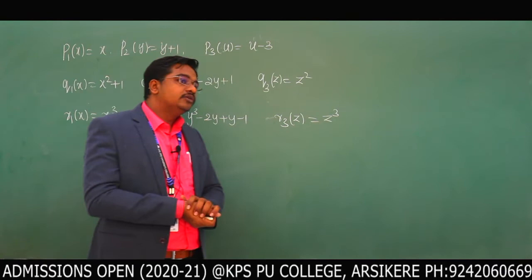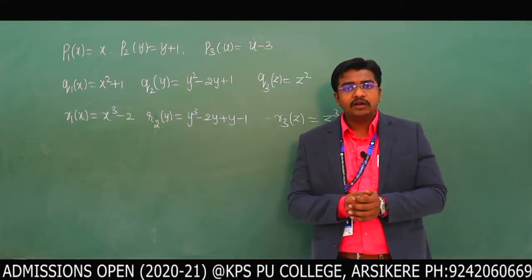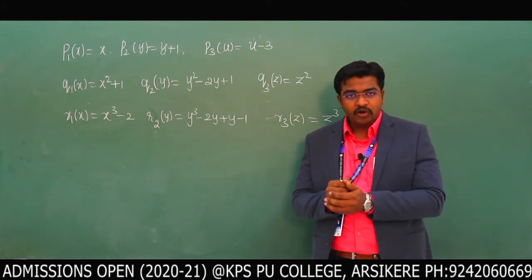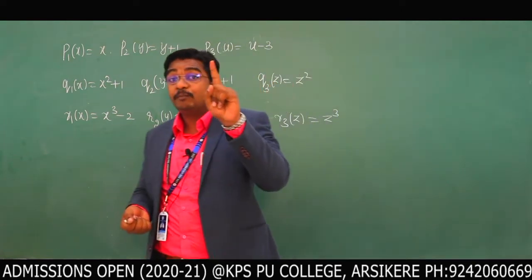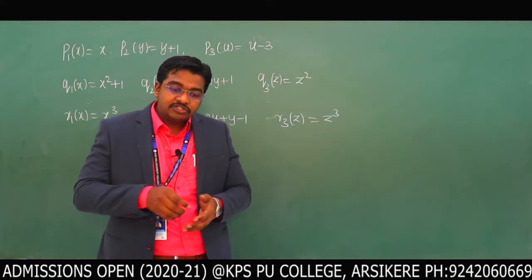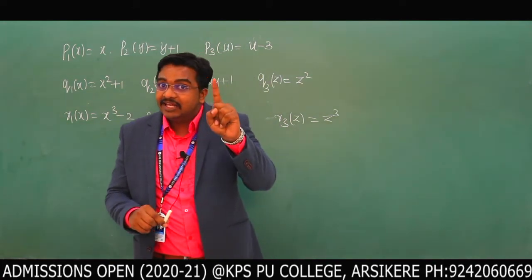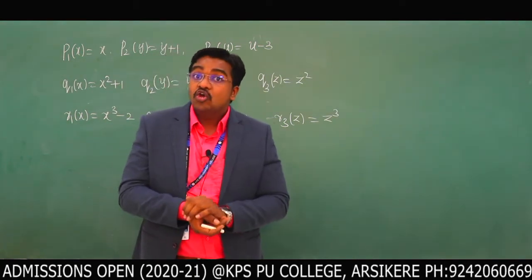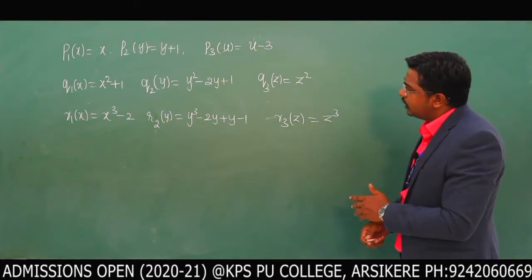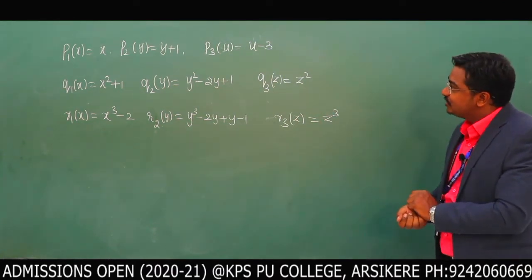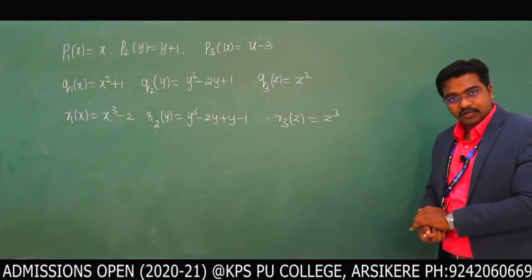Just observe here. In the previous class we had a discussion on monomial, binomial, trinomial and polynomial. These are the types of polynomials on the basis of number of terms. Now I will extend the types of polynomials on the basis of the degree of the terms or degree of the polynomial. Look at the first example only. First one, p1 of x is equal to x, p2 of y is equal to y and p3 of u is equal to u minus 3. And p2 of y is equal to y plus 1 here.